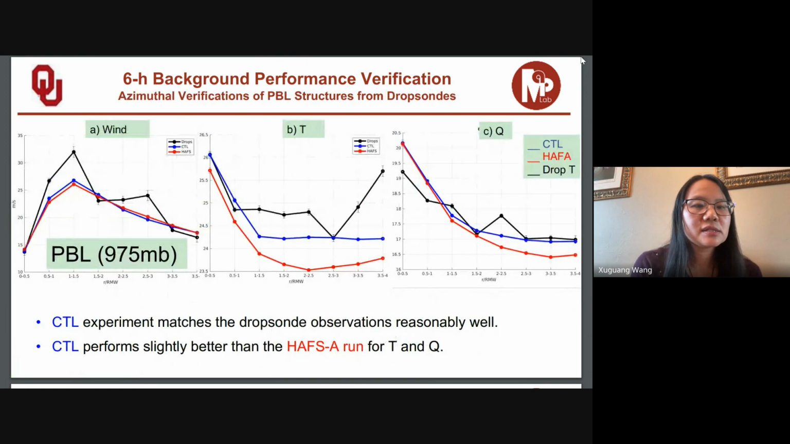Next, please. And we also try to leverage dropsondes to verify the boundary layer structure from the HAFS. And this is azimuthal verification as a function of the radius of maximum wind. Black is observation. The blue is our control run. And you can see our self-cycled DA is matching the dropsondes reasonably well, in my opinion, although it's smoother compared to observations. Has actually is performing slightly worse than our model, actually, in this case. Next, please.